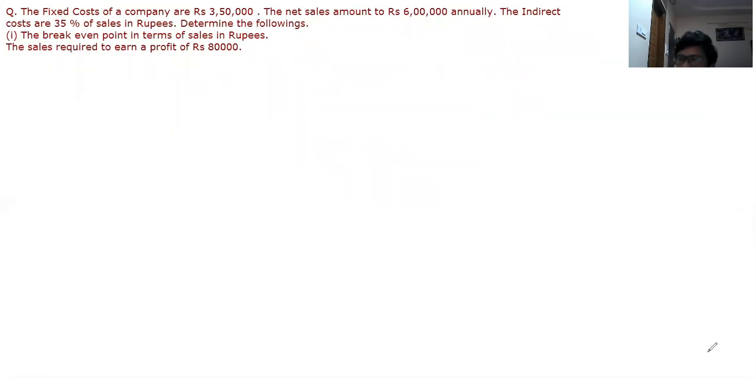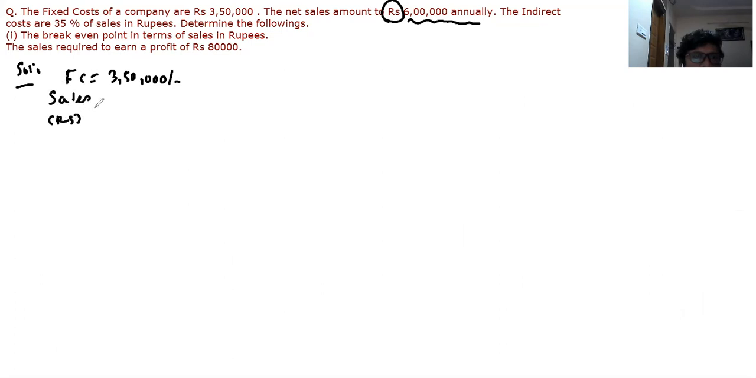So coming to the question, the fixed cost of a company is rupees 3,50,000. The fixed cost is given as 3,50,000, and the net sales in terms of rupees is given as 6 lakhs annually. So the net sales we are given in terms of rupees is equal to 6 lakhs annually.